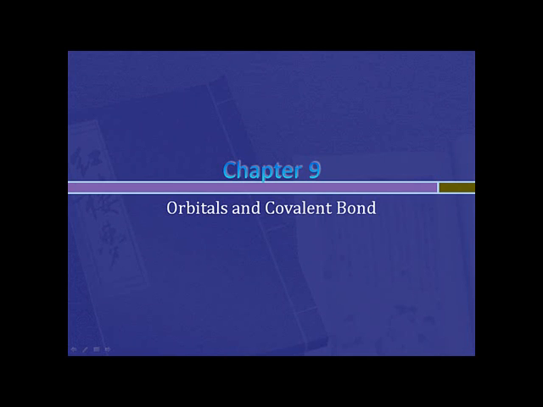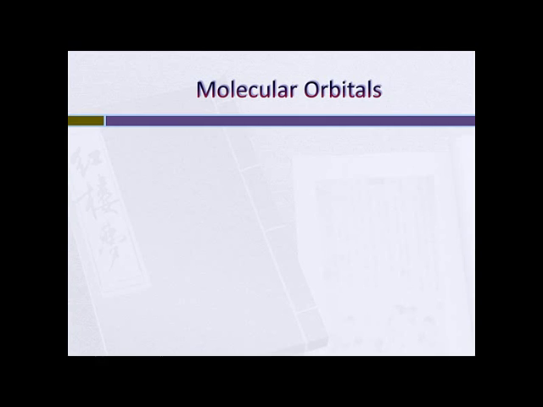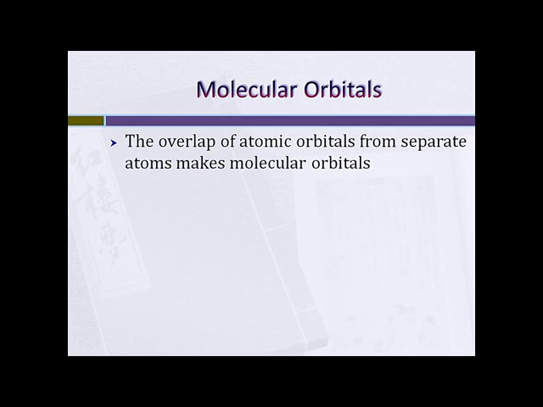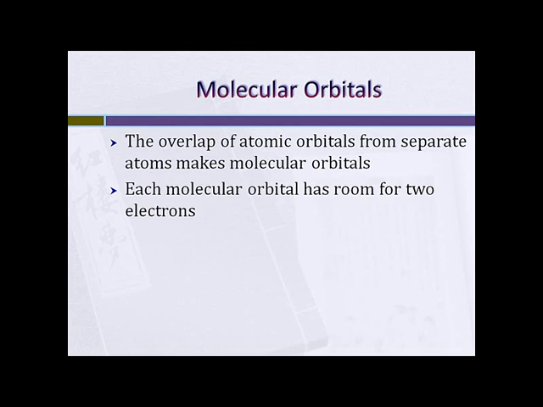This podcast is on orbitals and the covalent bond. The overlap of atomic orbitals from separate atoms produces molecular orbitals when a bond forms. You see, each molecular orbital, like an atomic orbital, has room for 2 electrons. There are 2 types of molecular orbitals we're going to consider.